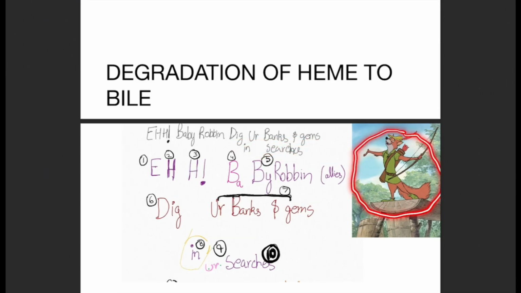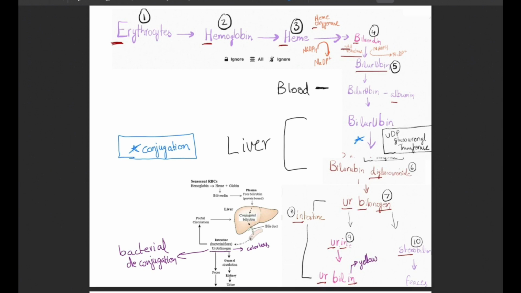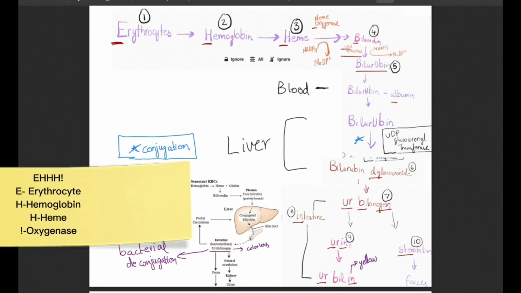So there is Robin Hood, you can see, and we have three words from A, two words from baby Robin, one word from dig. Your banks and gems is for one word, in is for another word, your searches is for two other words. So we start with the mnemonic. So first we have word A.